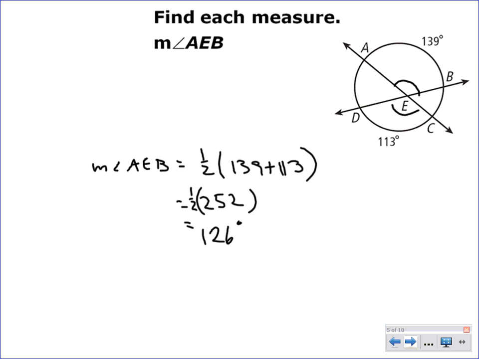This one is 126. This one's 126. And funny enough, each of these here is 54 because they have to be supplementary. So once you find one, you can make your way around the circle and find the others if you need them for another problem.